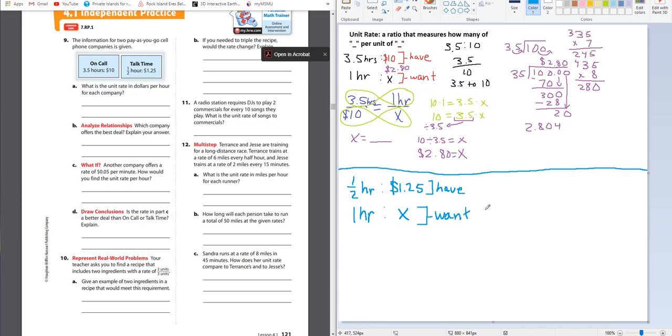So again, I'm going to rewrite these as fractions. I'll do it in darker blue this time. So here I have 1/2 hour over $1.25. Now because I put hour on top, I also have to put hour on top here. So 1 hour is X dollars. Now I make my butterfly wings.